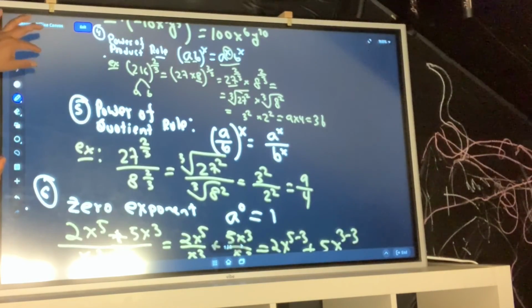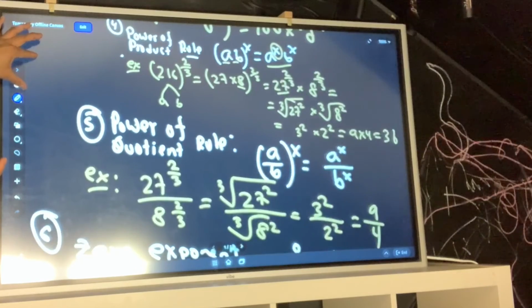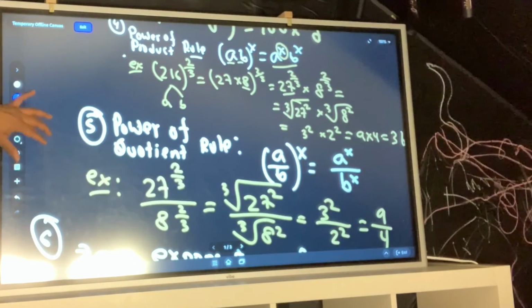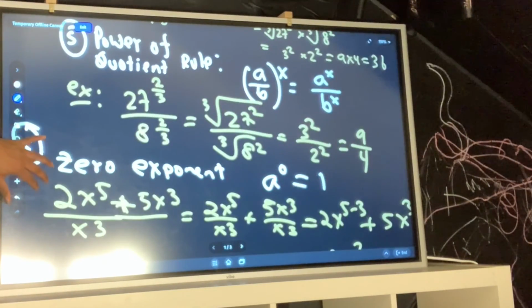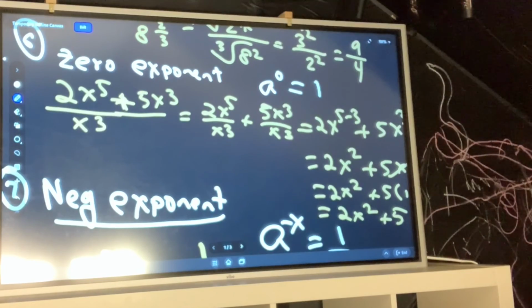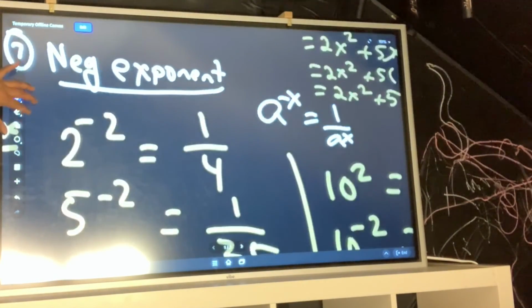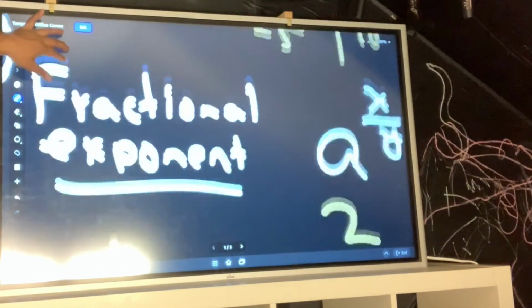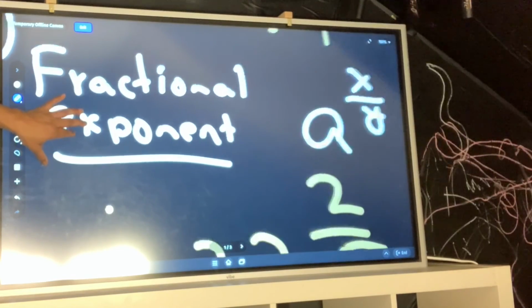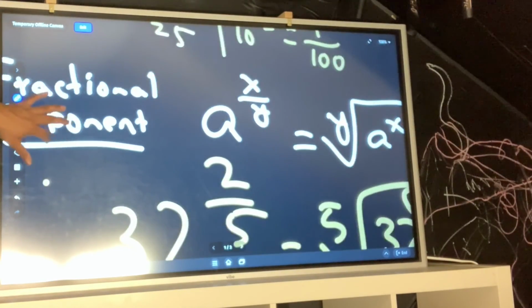Then we talked about the power of product rule: (ab)^x is equal to a^x b^x. And then the power of quotient rule: (a/b)^x is a^x over b^x. Then the zero exponent: a^0 is 1. Then the negative exponent: a^(-x) is 1 over a^x. And finally we talked about the fractional exponent, which is a^(x/y), the y-th root of a raised to x.